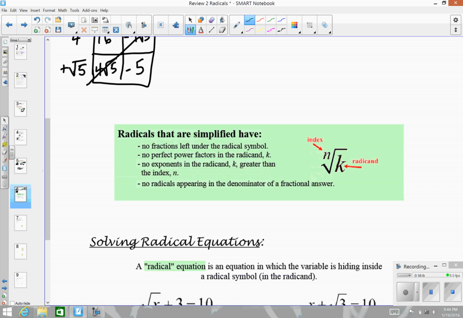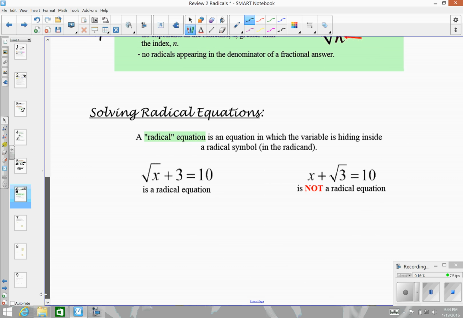Alright, some hints to know that you have simplified. You can read through those on your own. We're going to move now to how do we solve radical equations.